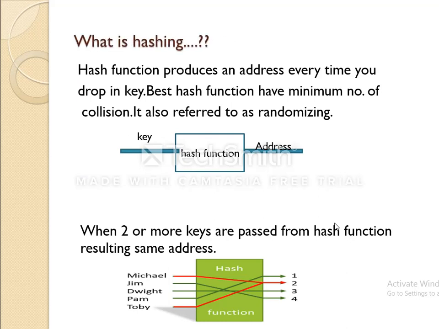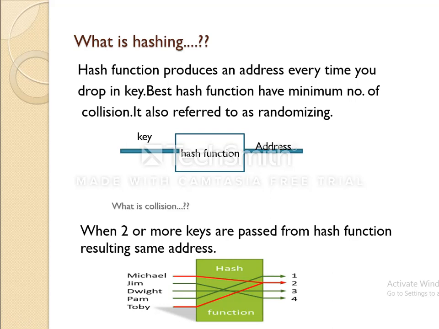Now, what is hashing? Hashing function produces an address every time you drop in a key. Best hash function have minimum number of collisions. It is also referred to as randomizing. In the diagram as shown, as the key is passed to the hash function, that hash function generates the smaller value called the address. Best function is that which has minimum number of collisions.